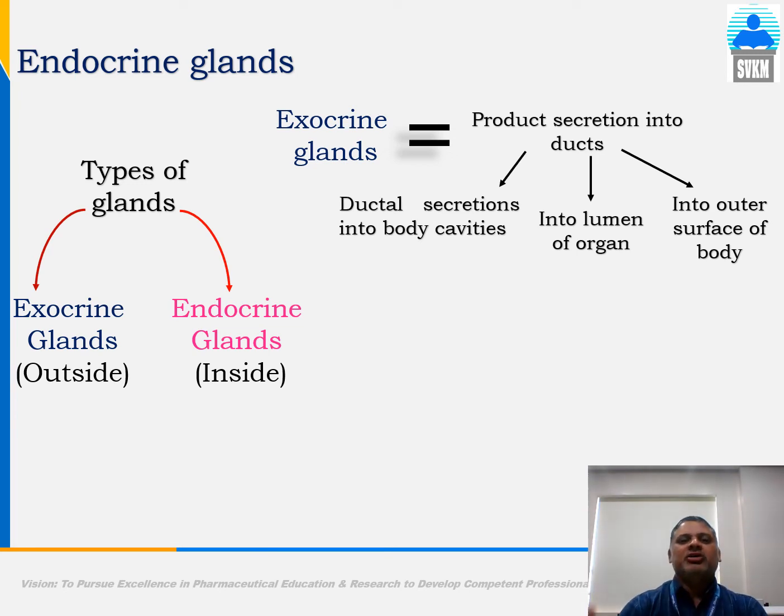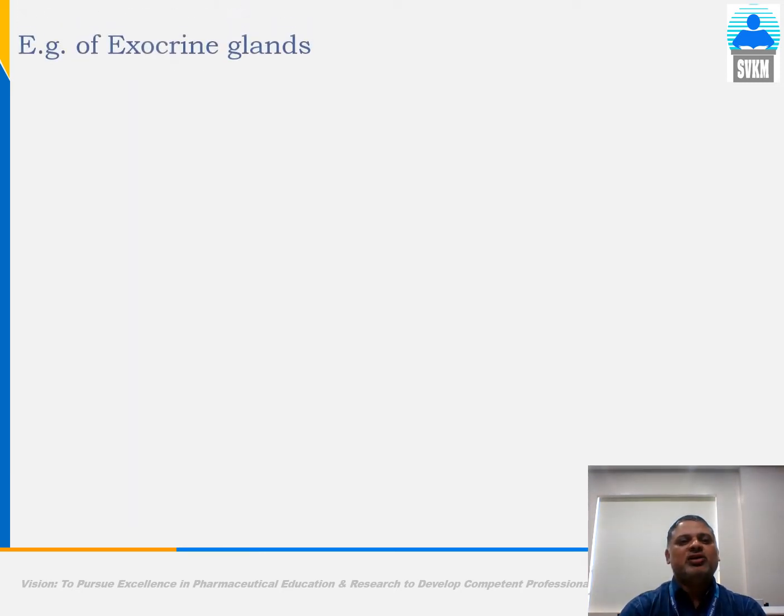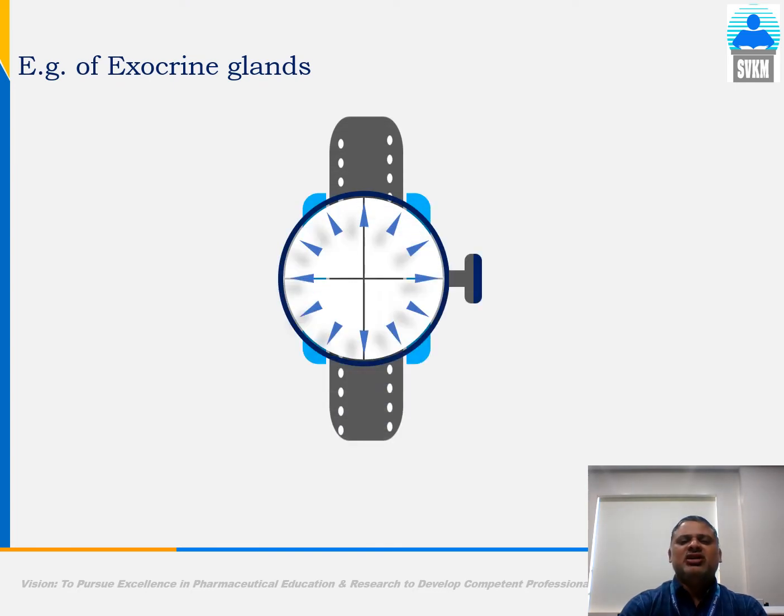From the circulatory system they are transported and distributed throughout the body cells. In comparison, the exocrine glands secrete their product through the ductal system into local body cavities, the lumen of the organ, or the outer surface of the body.